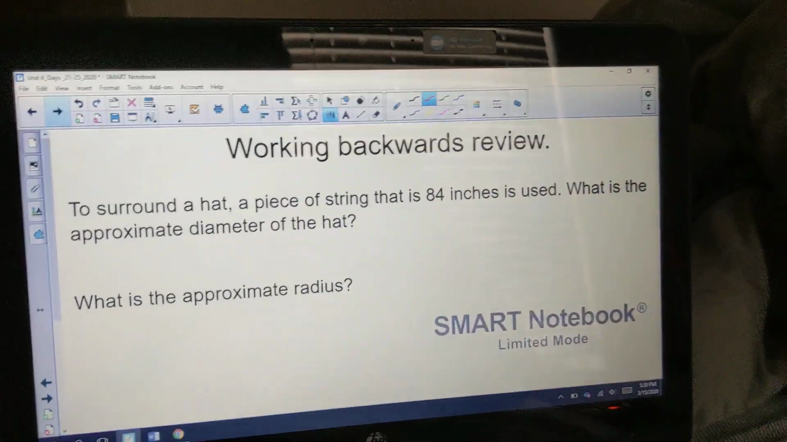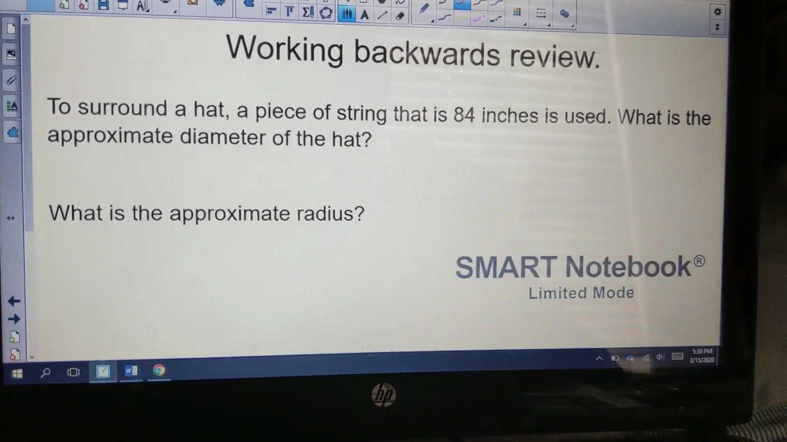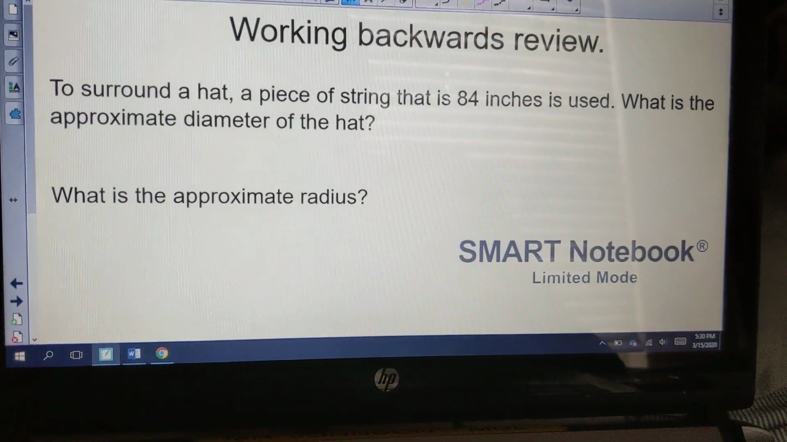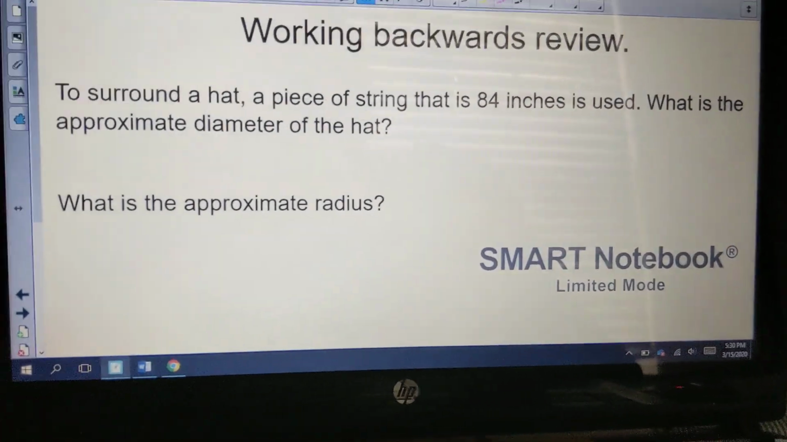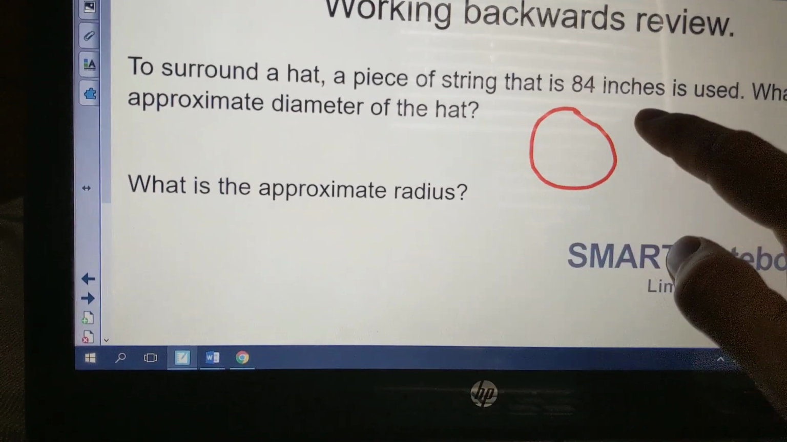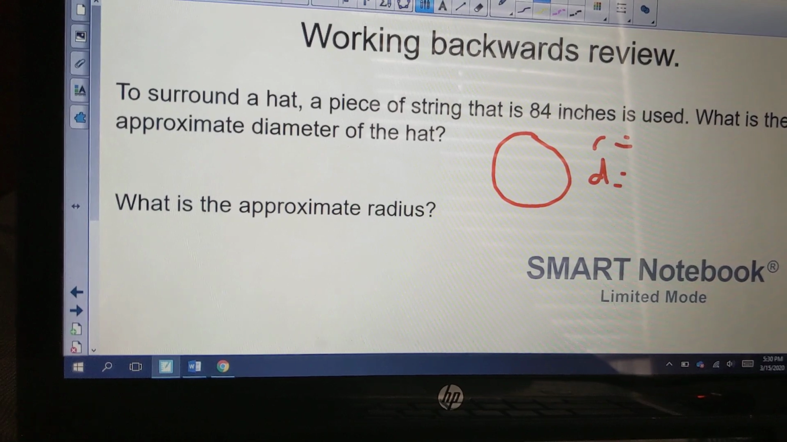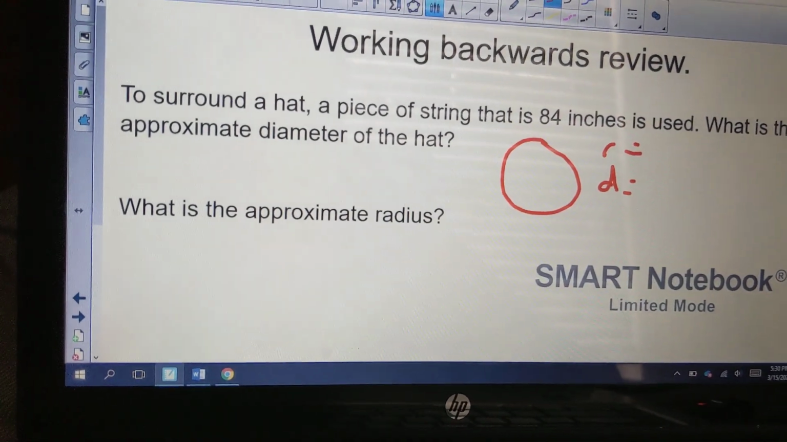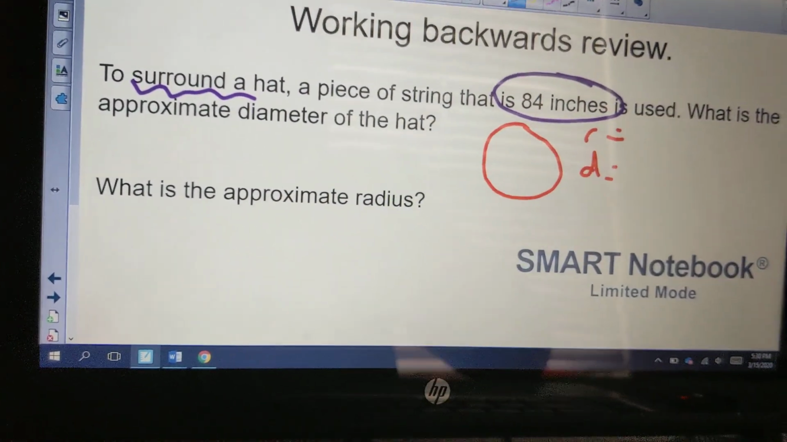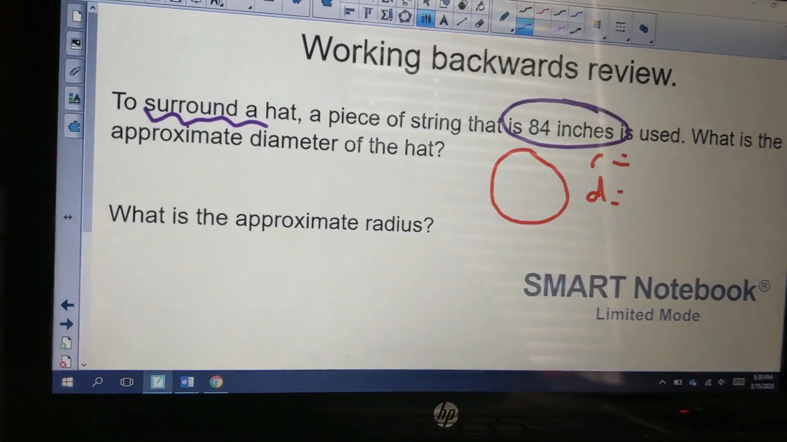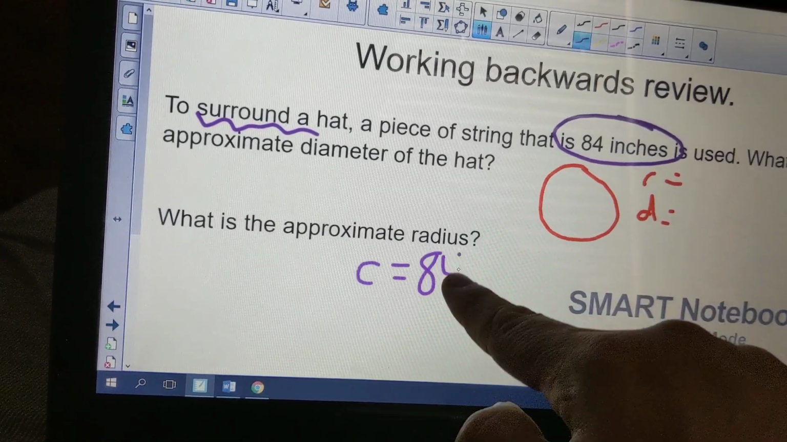One additional problem before we get to the classwork is just a quick review on working backwards. It says to surround a hat, a piece of string that is 84 inches is used. What is the approximate diameter of the hat? What is the approximate radius? Well, I know if I'm talking about radius and diameter, we're talking about circles. And in this case, they actually don't tell us the radius or the diameter. What they do tell us is kind of hidden. They say to surround a hat, a piece of string 84 inches is used. Well, I know when I'm talking about surrounding, that's circumference. So I know that the circumference is 84 inches.